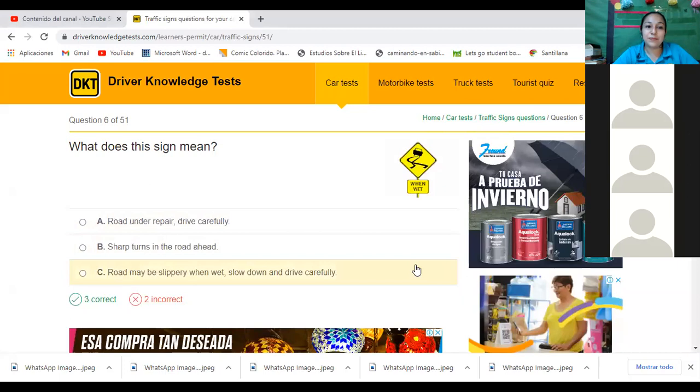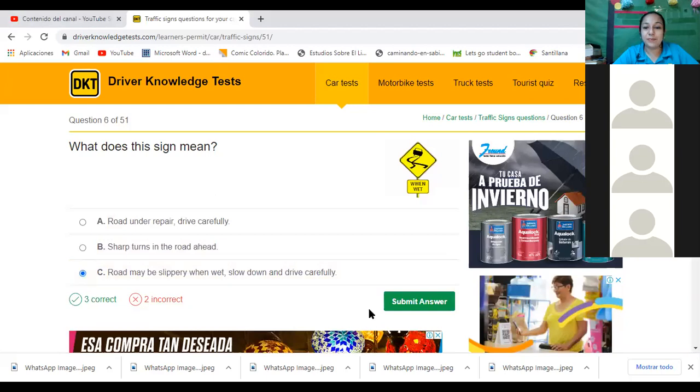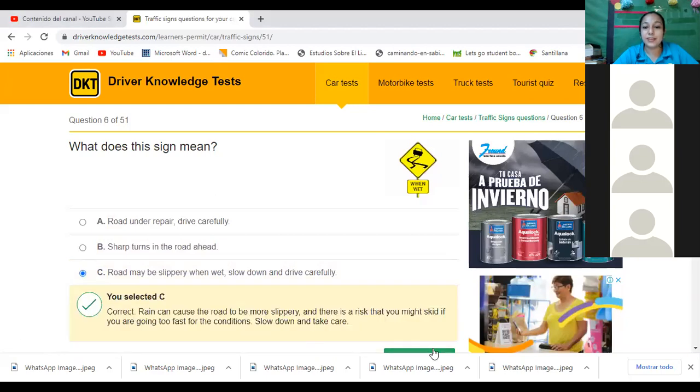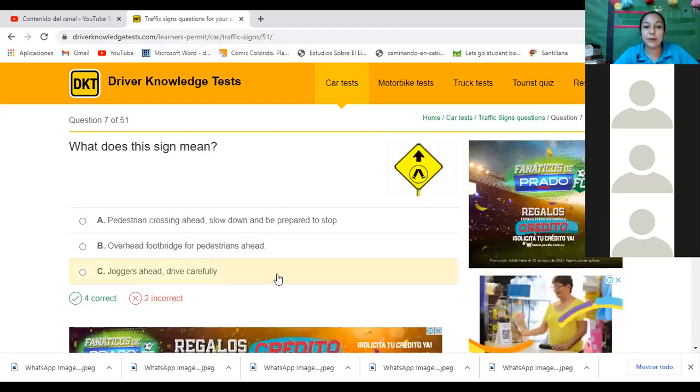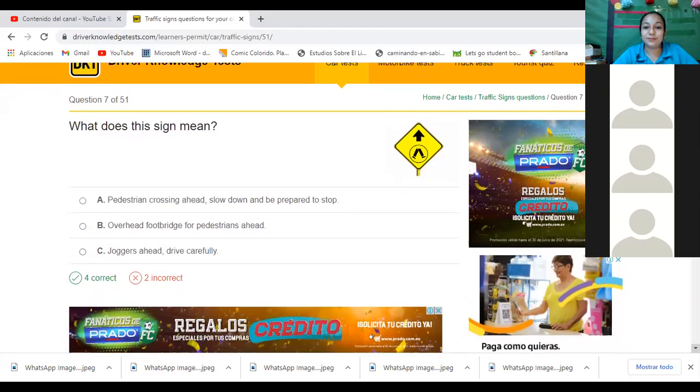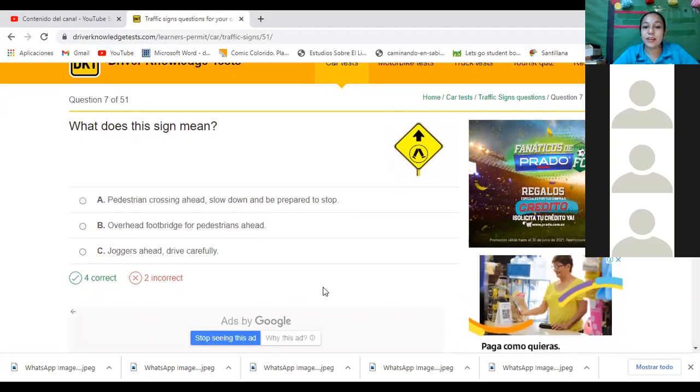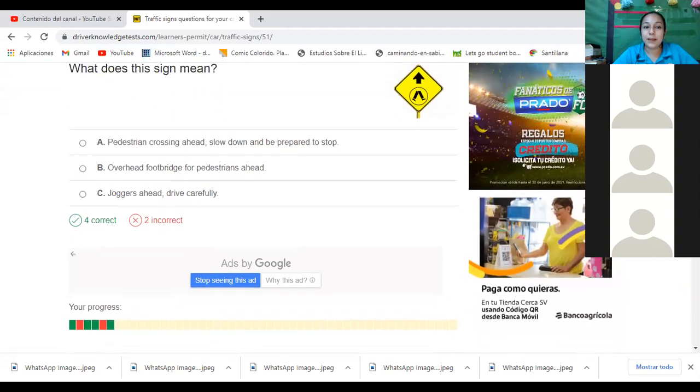Okay, what is that? Road under repair, sharp turns in road ahead, road may be slippery when wet. Letter C. Let me check. Yes, this one is letter C. Okay, next one. Pedestrian crossing ahead, overhead footbridge, joggers ahead. And you know that here in El Salvador, let me check. Letter A. So we have different color of signs.